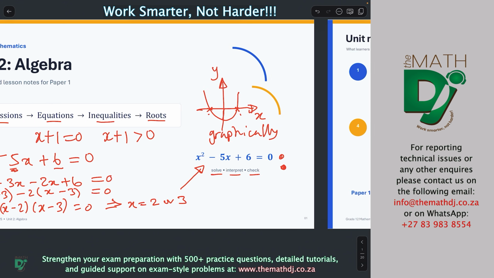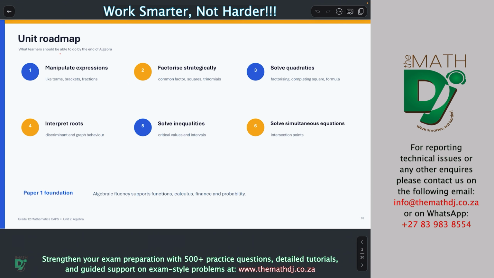So let's move on. Unit roadmap: what learners should be able to do by the end of this algebra unit. Number 1, they should be able to manipulate expressions like terms, brackets, fractions. Then you should be able to factorize strategically, find common factors, squares, and trinomials. Then you can also solve quadratic equations, so you can do it by factorization, completing the square, or using the formula.